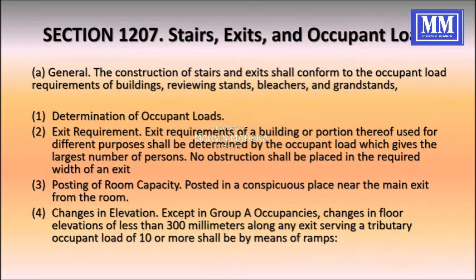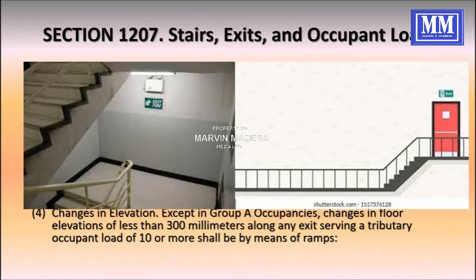For the change in elevation, except for Group A occupancies, a change in elevation of less than 300 millimeters along an exit serving a tributary occupant load of 10 or more shall be by means of ramps. In this figure, we have an example of stairs used for exits. We have here a standard or minimum measurement for the exit stairs with respect to the occupant load.